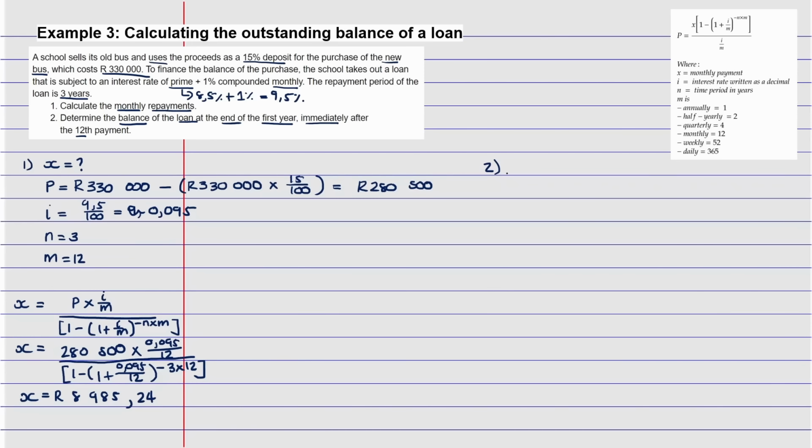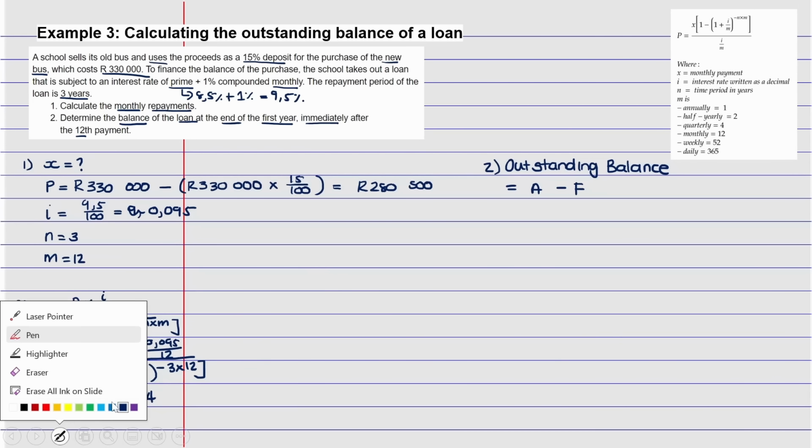So to calculate the outstanding balance, this is the formula for the outstanding balance, right? The outstanding balance is basically going to be equal to A, then minus your future value, right? So I'm going to write down for A the things that you need, and I'm just going to do it in another color.